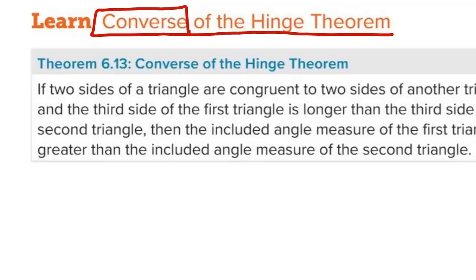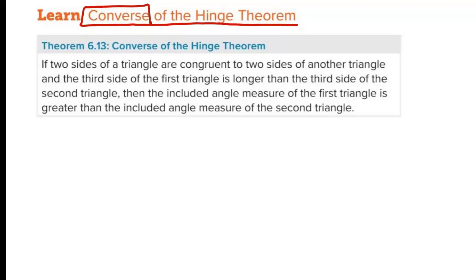Converse of the Hinge theorem. If 2 sides of a triangle are congruent to 2 sides of another triangle, and the third side of the first triangle is longer than the third side of the second triangle, then the included angle of the first triangle is greater than the included angle of the second triangle. So 2 sides are congruent to 2 sides. Third side of the first triangle is longer, then the included angle of the first triangle is greater.